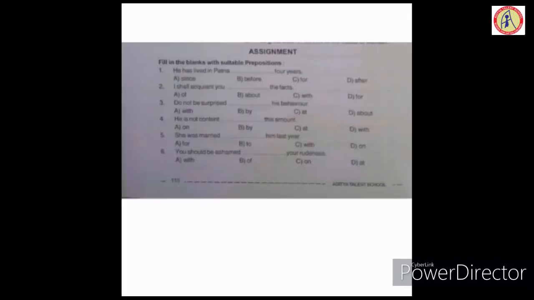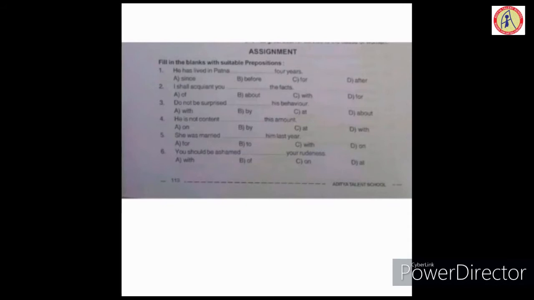Now let's start the assignment. Fill in the blanks with suitable prepositions. He has lived in Patna dash years. Options are given to us. In that, what do we choose? 4 years is mentioned.